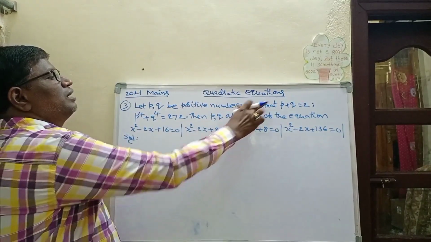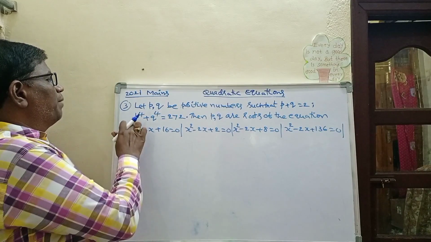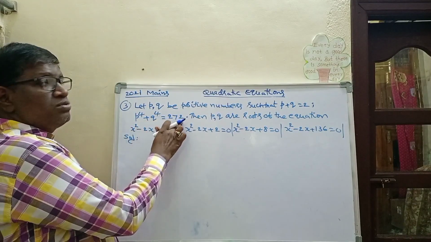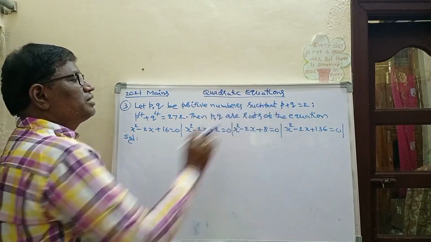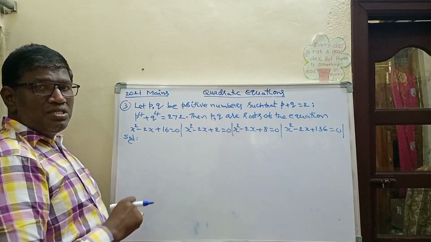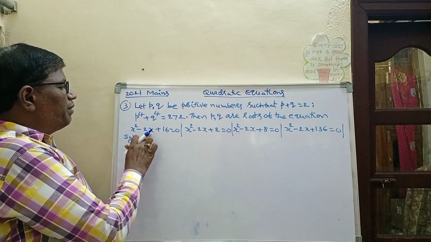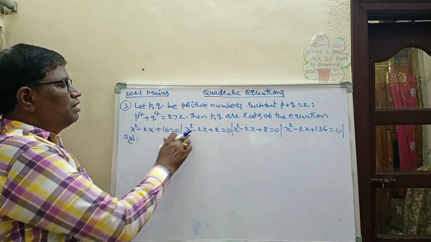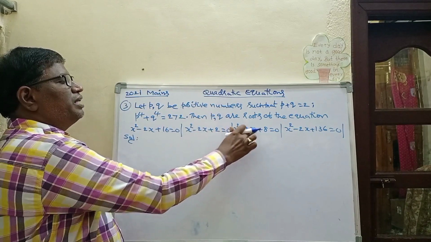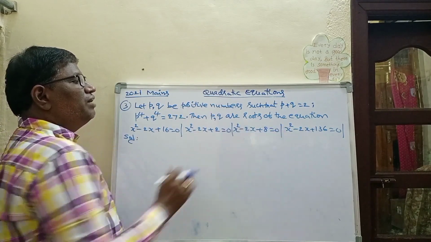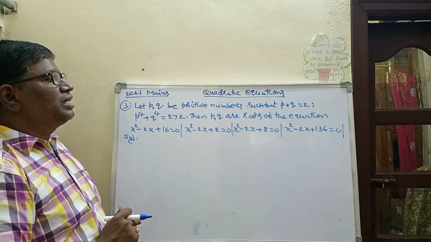Numbers such that p plus q is equal to 2 and p power 4 plus q power 4 is equal to 272. Then p comma q are the roots of the equation, which is? These are the four options. First option is x square minus 2x plus 16 equal to 0. Second option is x square minus 2x plus 2 equal to 0. Third option is x square minus 2x plus 8 equal to 0. And finally fourth option is x square minus 2x plus 136 equal to 0.